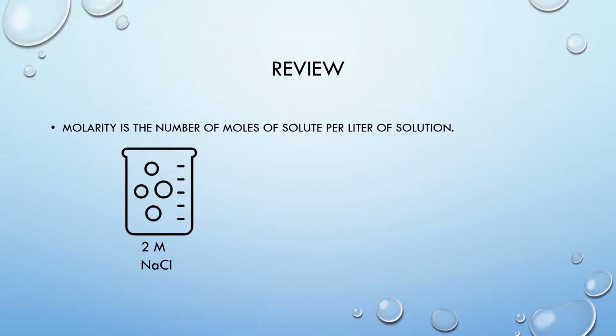All right, so just to review what we've looked at so far, molarity is the number of moles of solute per liter of solution. So if we made a solution as shown in this picture, it is a 2 molar NaCl solution. Let's just say that this is 1 liter of that solution. That means that we have 2 moles for every 1 liter of solution. So we would have 2 moles of NaCl dissolved in this beaker here.